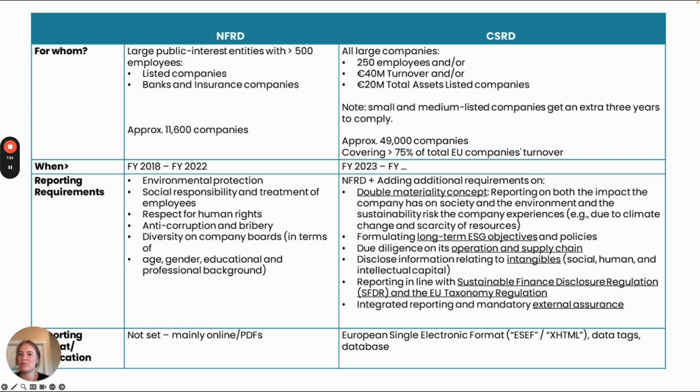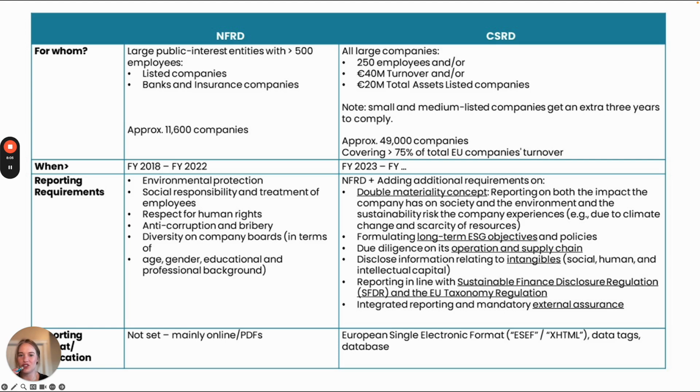Okay. Here's a quick snapshot of NFRD versus CSRD. So what is the NFRD? It's the predecessor of CSRD. Basically what you need to know from here, again, screenshot it if you need it, but it really focuses on environmental and social responsibility, whereas the CSRD builds off of the NFRD, and it looks at that concept of double materiality. So looking at both the impact on society and the environment and the sustainability risk the company experiences. So you have to look at both sides of that coin.